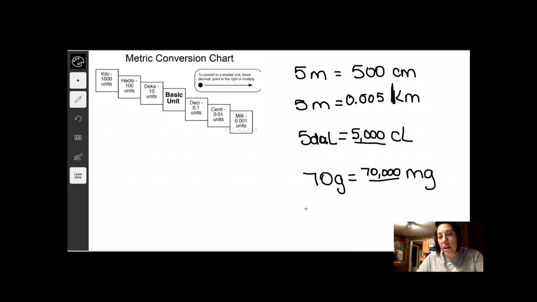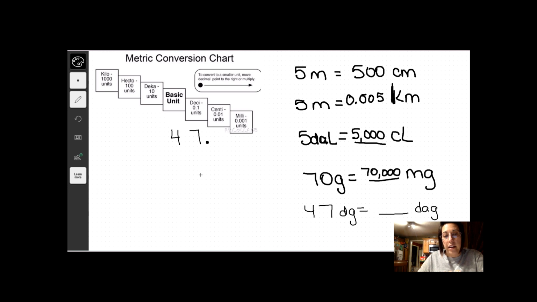Okay, let's go with 47 decigrams. That's just DG. And I want to know how many decagrams. Deca is D-A-G. 47 decigrams. That means I have 4 grams and 7 decigrams.